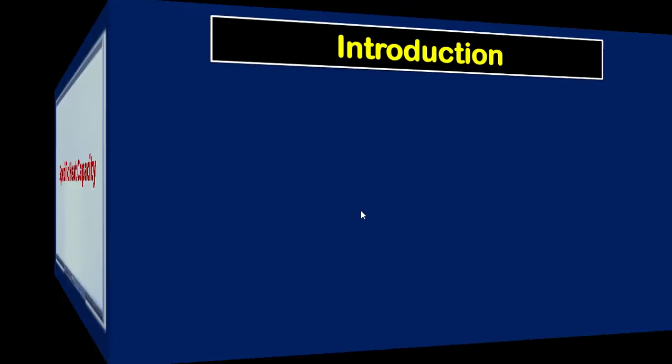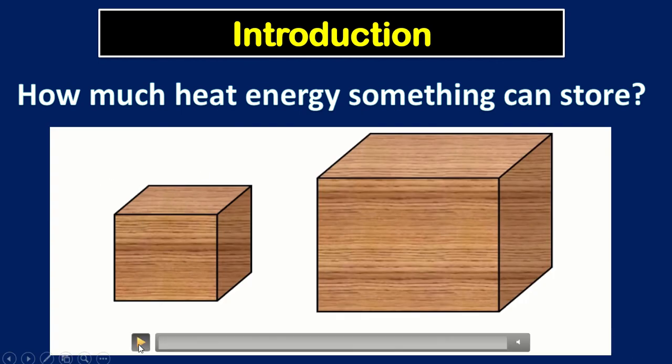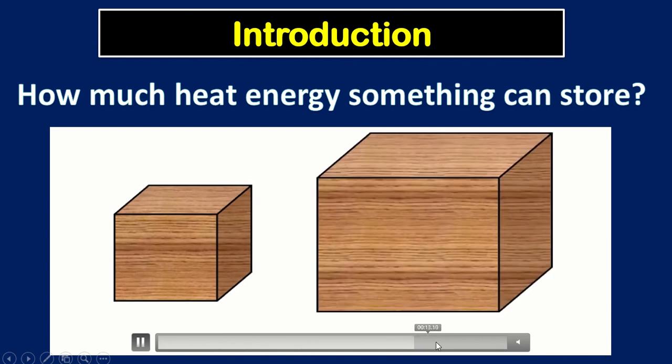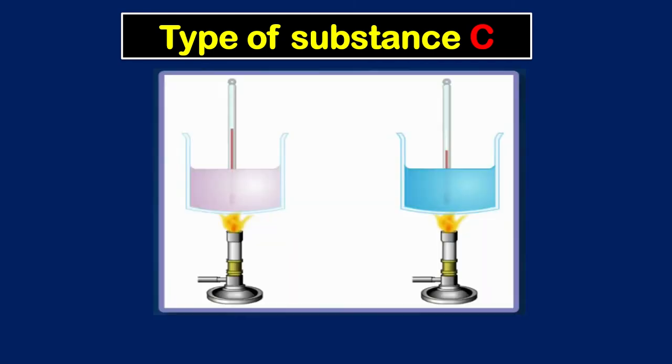Specific heat capacity. How much heat energy can something store? If I asked you this question, how would you answer it? If we have a smaller object and another one which has a higher mass than this one, which one of them can store more energy, the first one or the second one? Let's show what the main properties are that determine how much energy something stores.